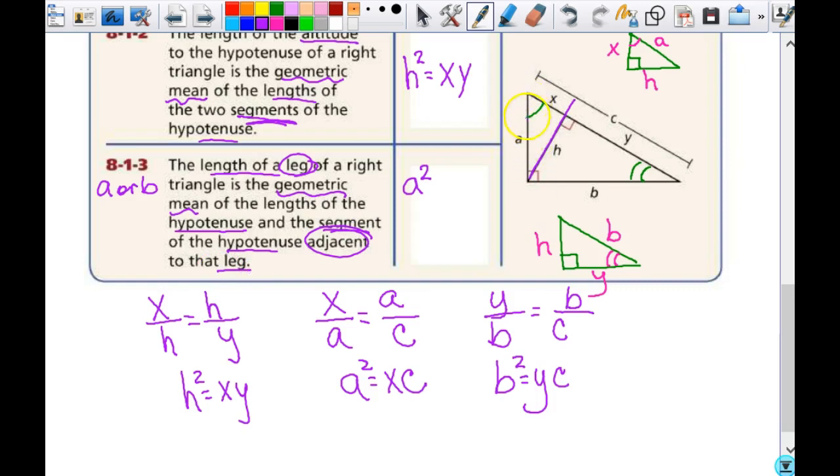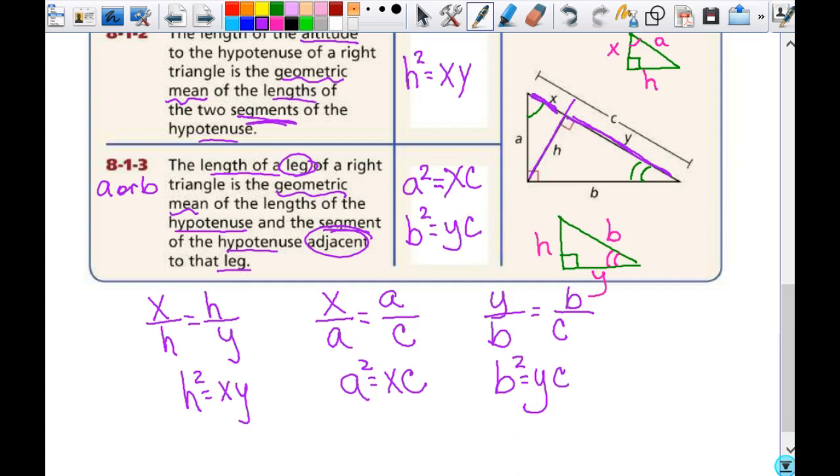The leg of a right triangle is the geometric mean, so it's squared, of, now I have three pieces here, the two pieces and the whole thing. It's the geometric mean of the little piece that's attached to it, which is x, and the entire hypotenuse, which is c. Everybody okay with that? Then b is the other leg. So this is a leg, same thing. It's the geometric mean of the piece of the hypotenuse that's attached to it, which is y, times the whole thing, which is c. And these are the exact same things we got just by using proportions from similar triangles.